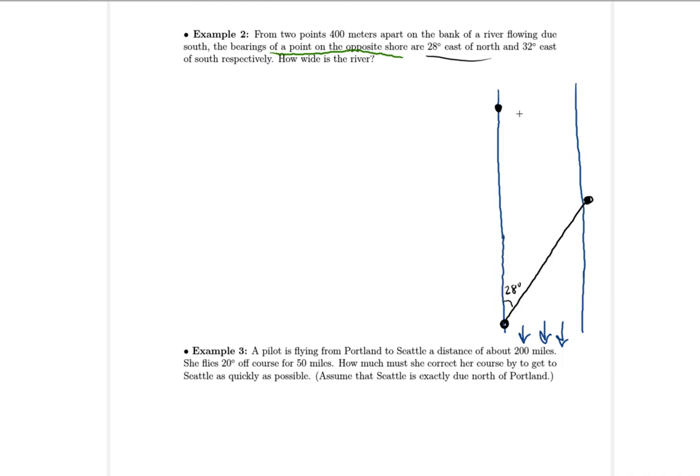And then this other angle here would be our 32 degrees east of south. And we know that these 2 points here are 400 meters apart. And then finally, what are they asking us for? They're asking us how wide the river is. Okay, so we're assuming that it's pretty uniform width, at least through the area we're talking about.